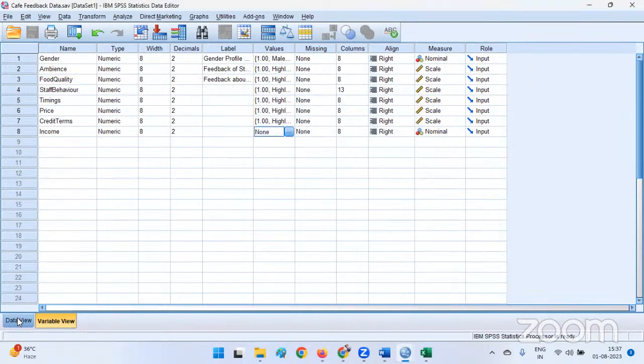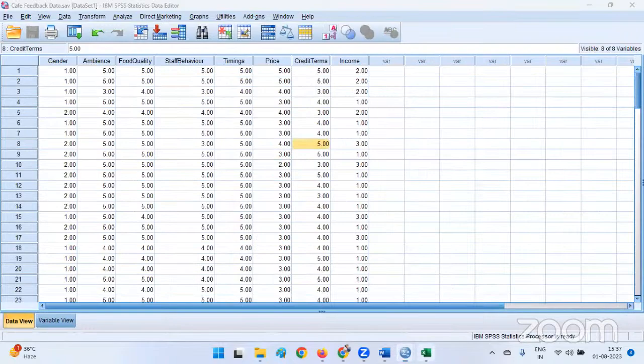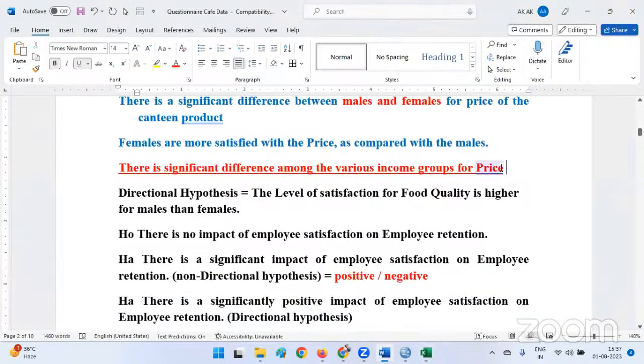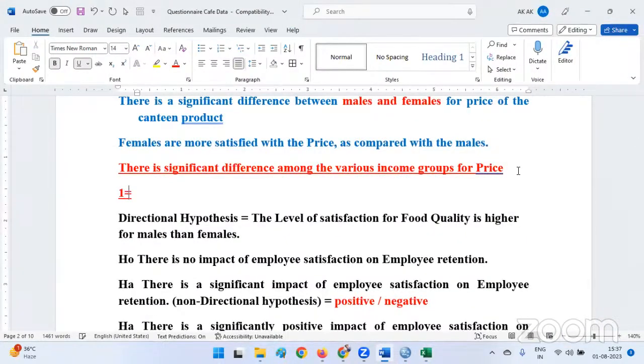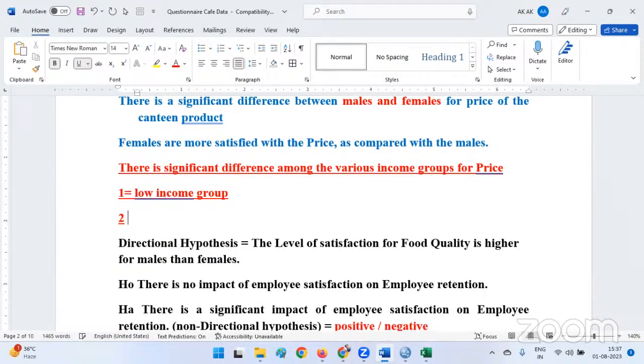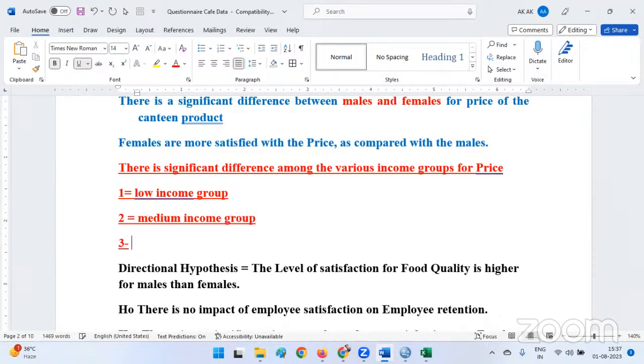Income has not been coded. So I can say that 1 means low income group, 2 means medium income group, and 3 means high income group. Okay. What are the mean values?